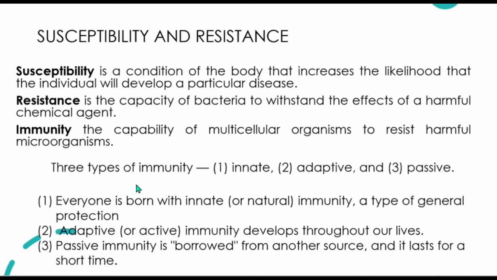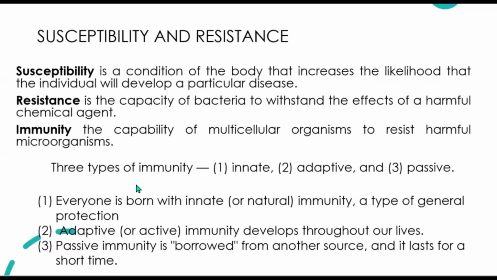So here, susceptibility and resistance. So we know that the host is susceptible when the host cannot eliminate the parasite before the parasite can become established. So here, by definition, susceptibility is the condition of the body that increases the likelihood that the individual will develop a particular disease. On the other hand, resistance is the capacity of bacteria to withstand the effects of harmful chemical agents. So here, the host is resistant if its physiological status prevents the establishment and survival of the parasite.